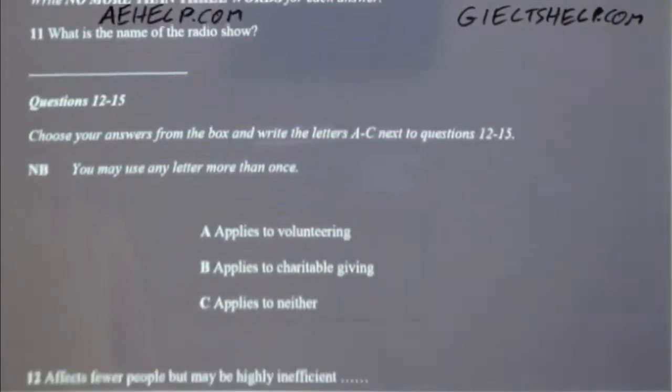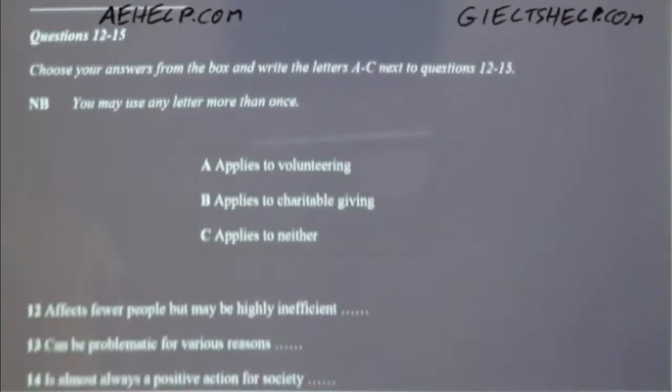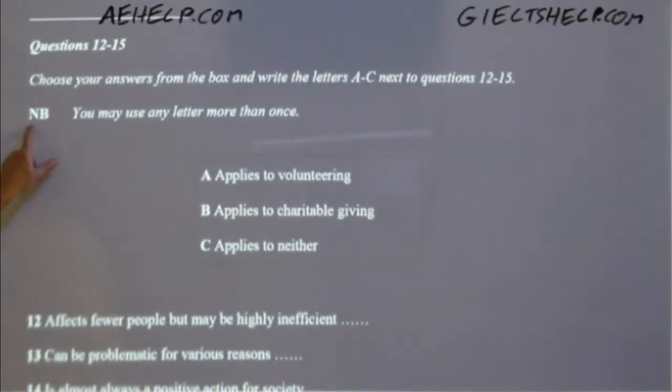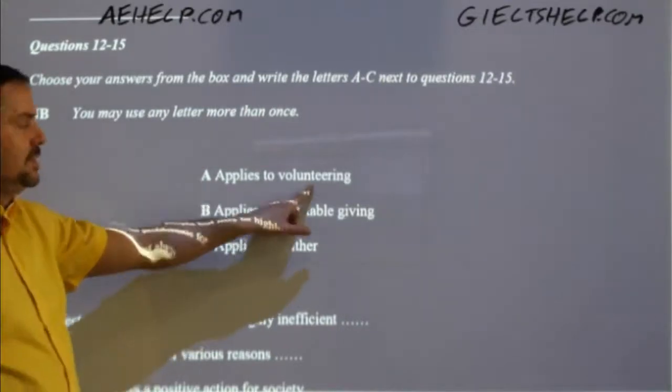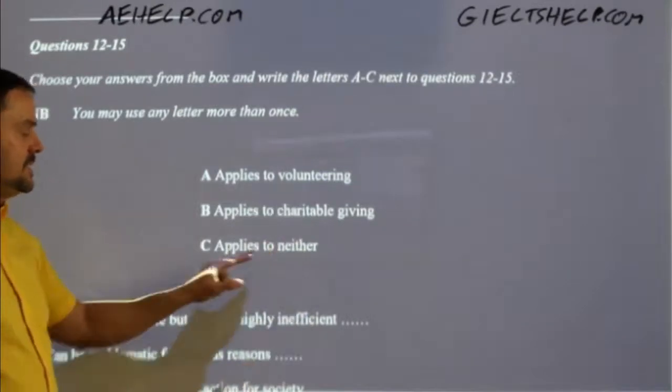All right, questions 12 to 15. This was a category type or categorization type of question. Pay attention to these NB. It means note, by the way. You may use any letter more than once. So A applies to volunteering, B applies to charitable giving, and C applies to neither.